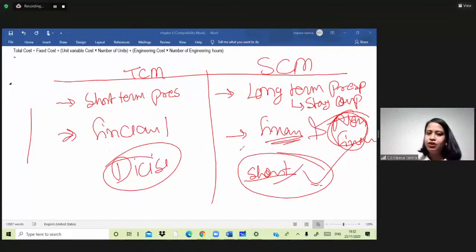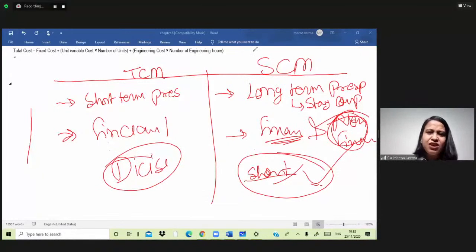Remember, they are not the same. While we are taking a short term decision, we should keep the long term perspective in mind also. Remember, not just the financial factors, but the non-financial factors too. Then we will take the decision for the business organization. Is it clear? Tell me.